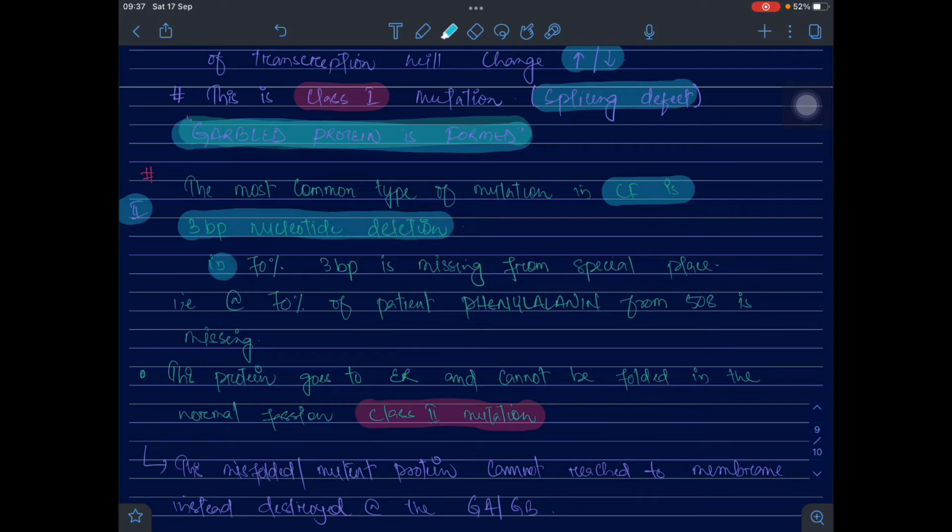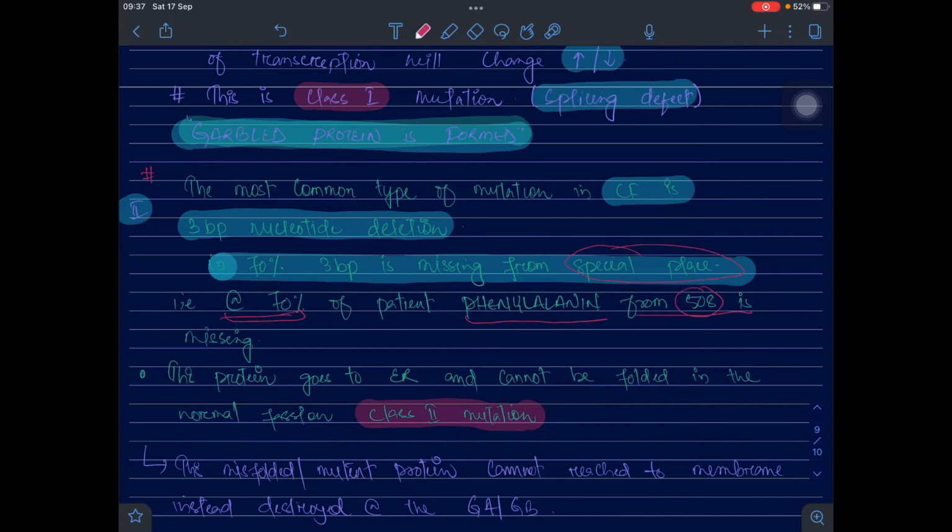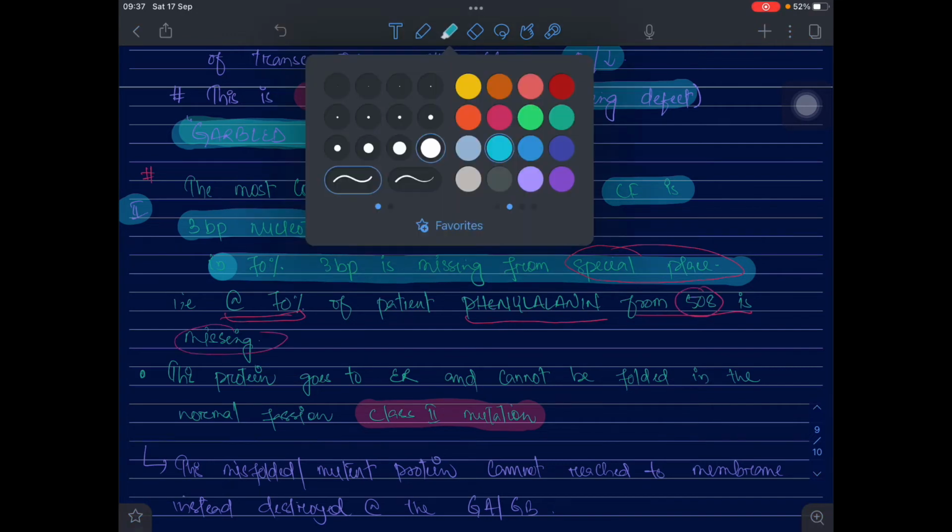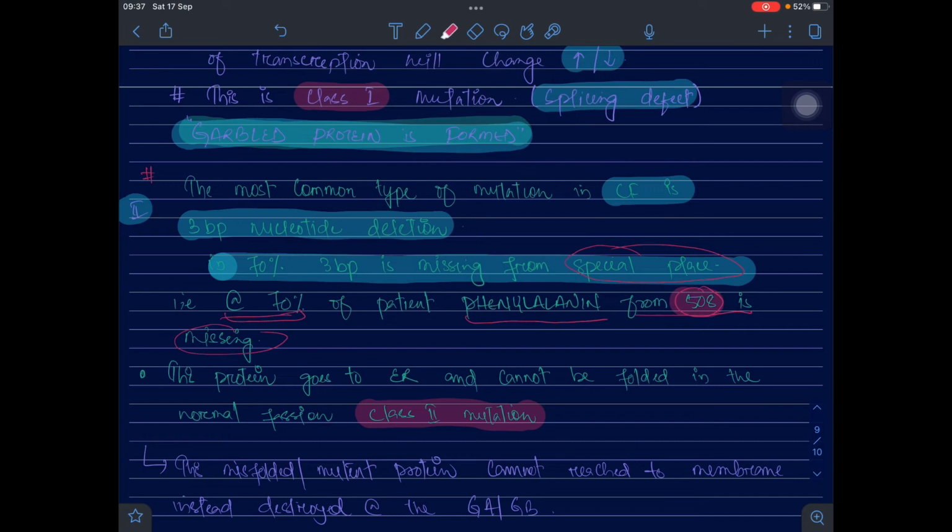That is, in 70% of the patients, 3 base pairs are missing from a special place. So let's look at what that special place is. In 70% of the patients, phenylalanine at position 508 is missing. This is very important. Okay, from 508, what is missing? Phenylalanine from position 508 is missing.